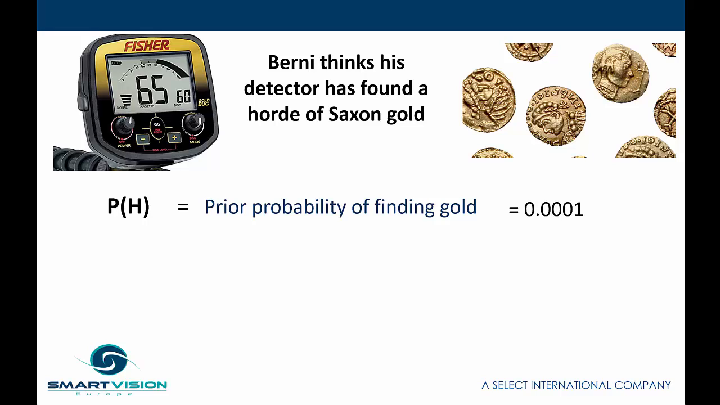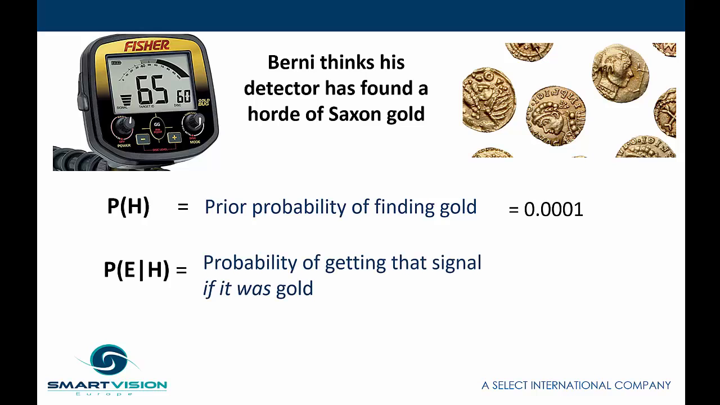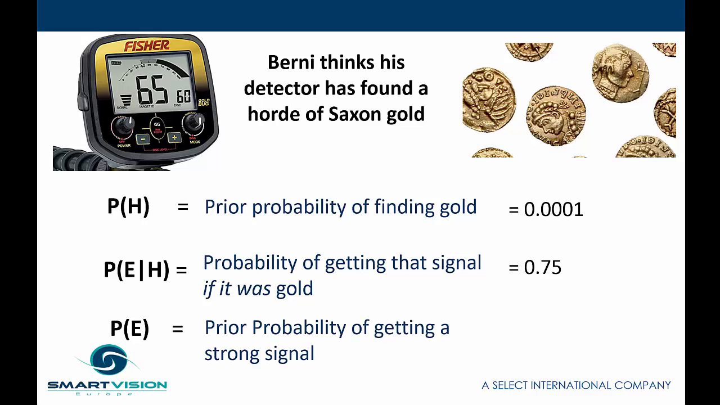Let's assume it's an archaeological site that stuff has been found there in the past, but it's pretty rare that in a given session you're actually going to find gold. So it's only 1 in 10,000. What's the probability of getting that signal, however, if it was gold? If it was gold, you would get that signal about 75% of the time. So it's usually pretty reliable. And then the next thing we're asking, well, what's the probability of getting that strong signal? How often do you get a signal like that? Well, in this case, it's only about 1 in 500 times. It's fairly rare to begin with.